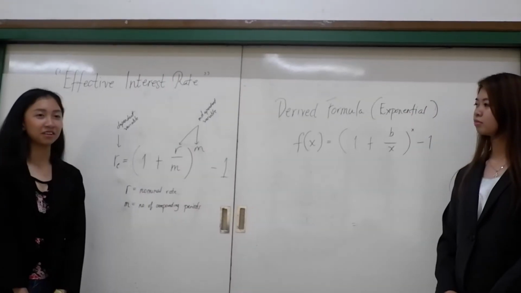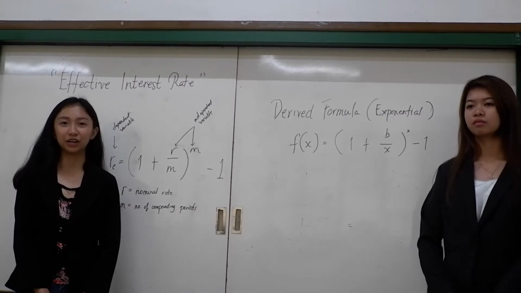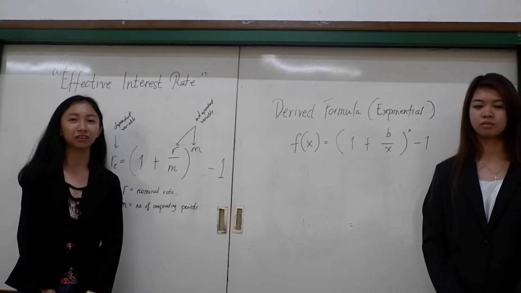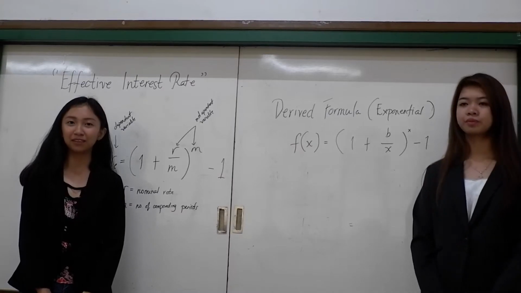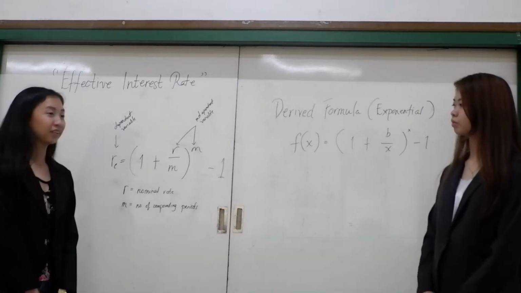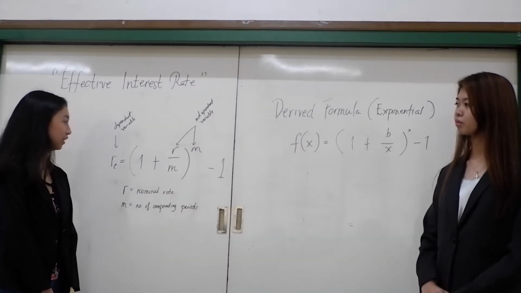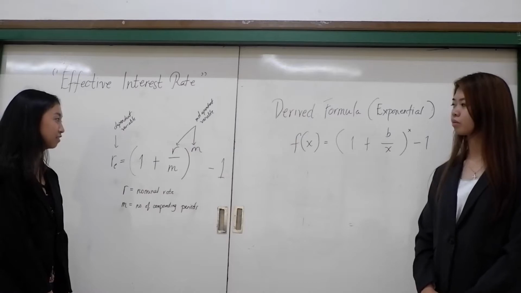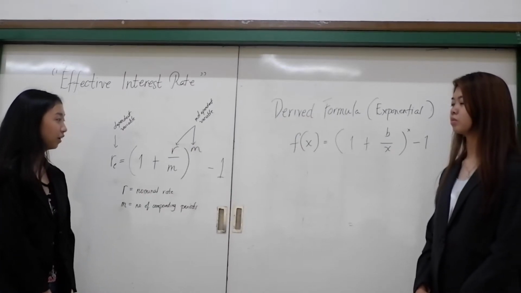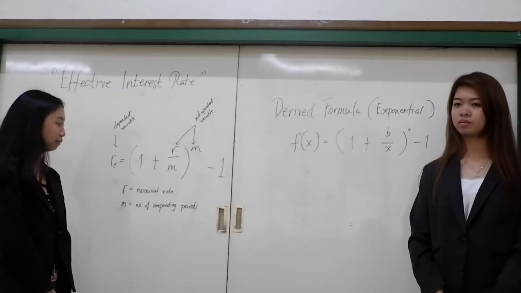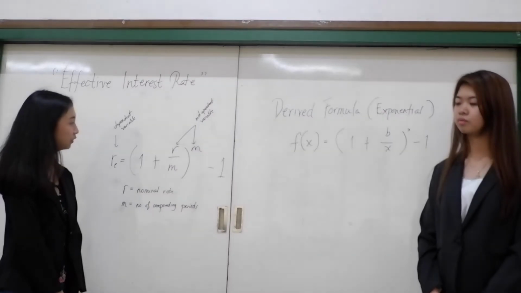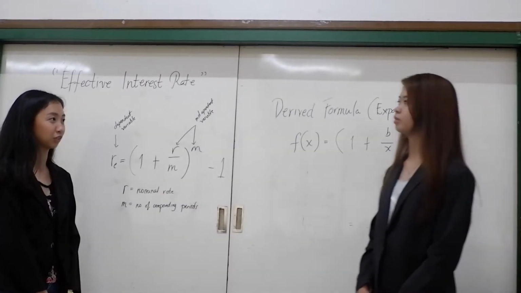The effective interest rate is the interest rate that is actually earned or paid on an investment, loan, or other financial product due to the result of compounding over the given time period. So the formula for getting the effective interest rate is R sub E equals (1 plus R over M) raised to M, minus 1, where R is a nominal rate and M is a number of compounding periods. So Dianne, how would we be able to relate this to the exponential function?